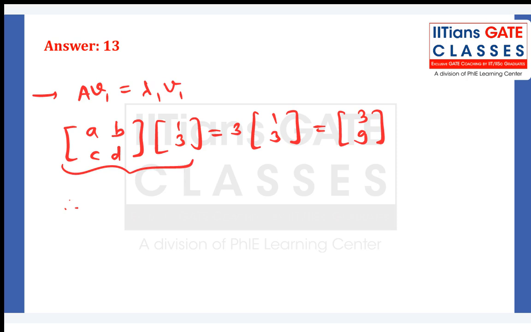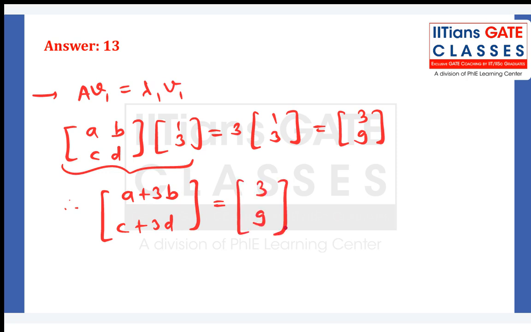LHS. So the first element will be a plus 3b, and second will be c plus 3d. Okay, just the standard matrix multiplication. Now you know the property that if 2 matrices are equal, that is only possible when all of the elements of those matrices are the same. Therefore you get 2 equations from this, that is a plus 3b equal to 3 and c plus 3d equal to 9. Let's call this equation 1 and this equation 2. So this is the first half of the solution.